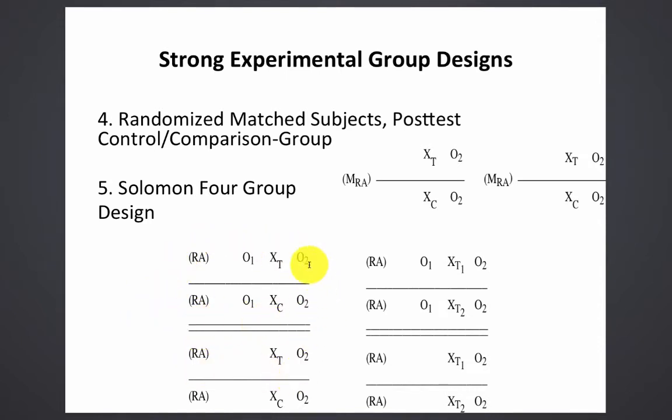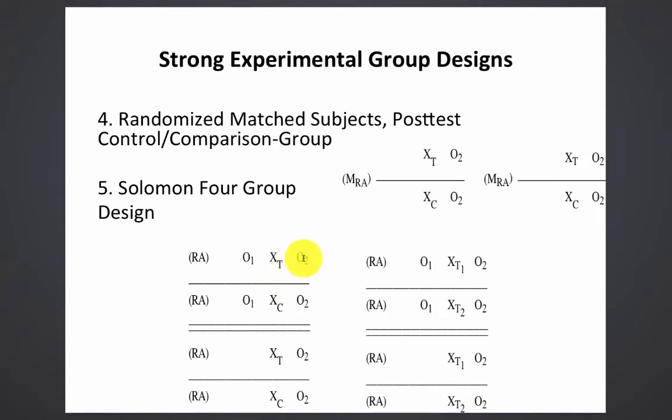The first 2 rows are people who received a pretest. The second 2 rows are people who didn't receive a pretest, and we're going to compare the results of our experiments for this subgroup, the ones who didn't receive the pretest, to this subgroup, the ones who did receive the pretest. Is the treatment effect stronger or weaker depending on whether or not you received a pretest? So the Solomon 4 group design is a factorial design where one of the variables was pretest or no pretest, and the other variable was the experimental variable, treatment or control.